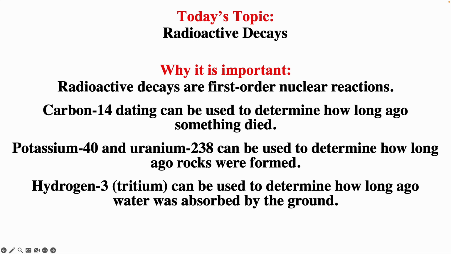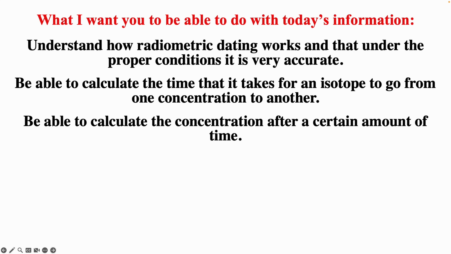Radioactive decays are first-order nuclear reactions. Carbon-14 dating is based on a radioactive decay, and it can be used to determine how long ago something died. Potassium-40 and uranium-238 radioactive decays can be used to determine how long ago rocks were formed. Tritium can be used to determine how long ago water was absorbed by the ground. After watching this video, you should understand how radiometric dating works, and that under the proper conditions, it's very accurate.